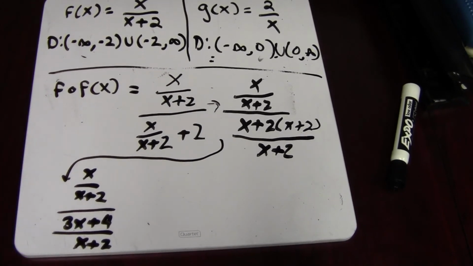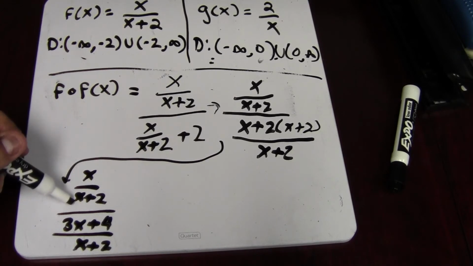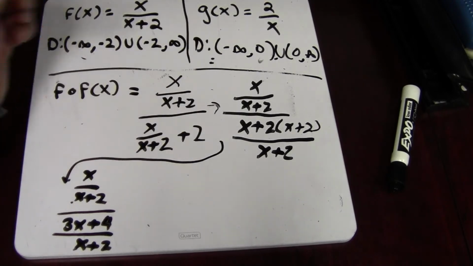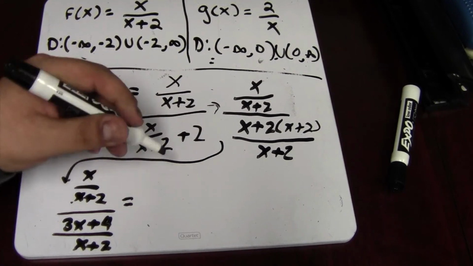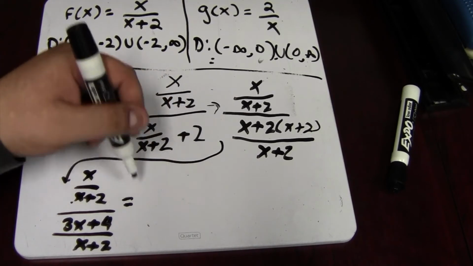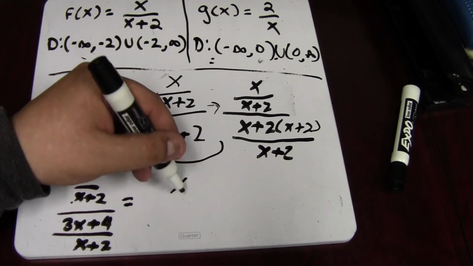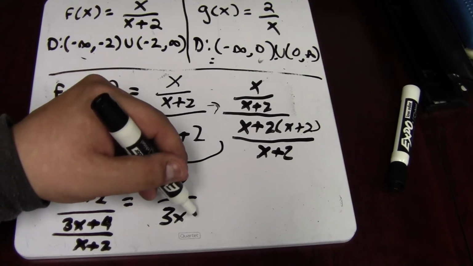Move that up for you. So this is going to be x over x plus 2 over (3x plus 4) over x plus 2 when we do the distributing here. And this we can flip now and multiply. And when we do so, when we flip and multiply, these x plus 2's will cancel and we'll be left with x over 3x plus 4.